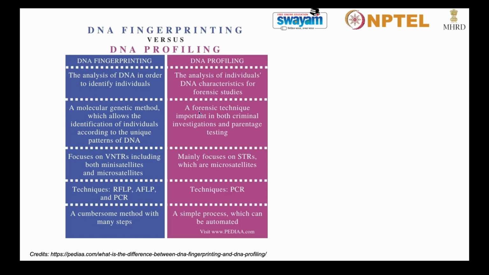But when you perform it as a forensic technique, which is important for criminal investigation as well as paternity testing, or parentage testing, when you want to identify the parents, then you perform DNA profiling, in which you generate different profiles of the DNA and compare them. In DNA fingerprinting, we focus on VNTRs, variable number of tandem repeats, including both minisatellites and microsatellites, whereas in DNA profiling we mainly focus on STRs, short tandem repeats, which are microsatellites.